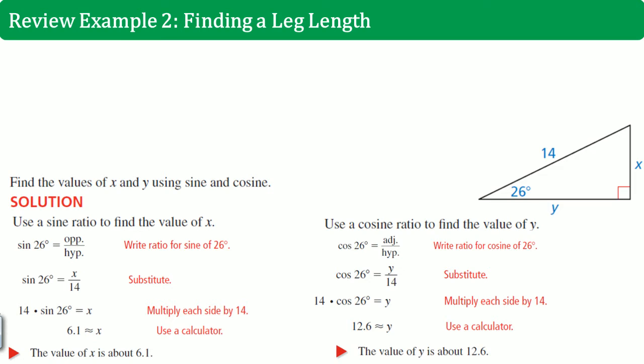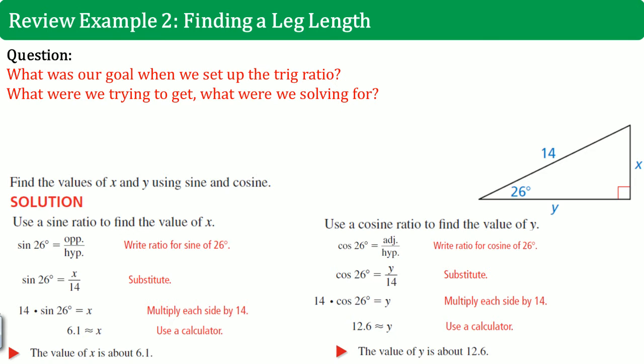So before we go to today's lesson, I would like to review what we did prior to this, which is like this problem. We had a right triangle and we were trying to find the lengths. So we did our trig ratios. So my question to you is this. What was our goal when we set up the trig ratio? Why did we use sine, cosine, and tan? What were we trying to get? What were we solving for?